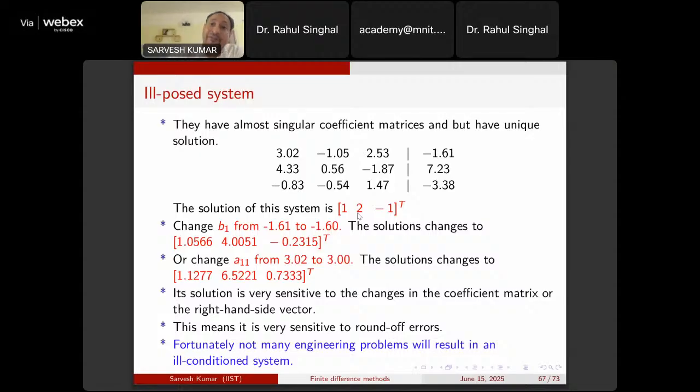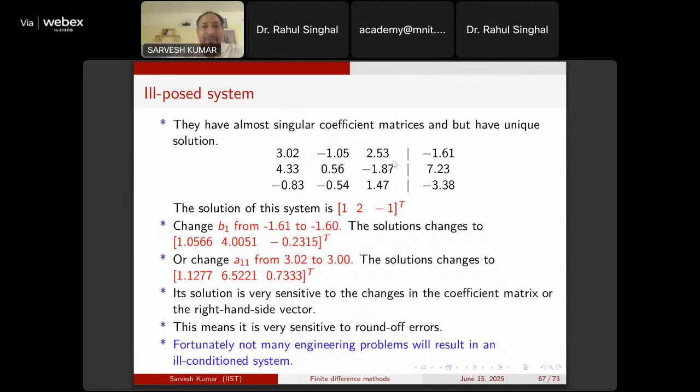The problem is this is not a well-posed system. Similarly, if you change this a11 to 3.03 and compute a solution, we'll get this. So its solution is very sensitive to the change in the coefficient matrix, right? So these are ill-posed problems, and for that we should have a different mechanism to solve. I just can't apply methods like Gauss-Seidel or Gauss elimination and get a solution. That's not possible. So this is called an ill-conditioned problem.